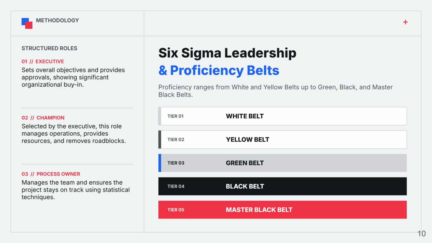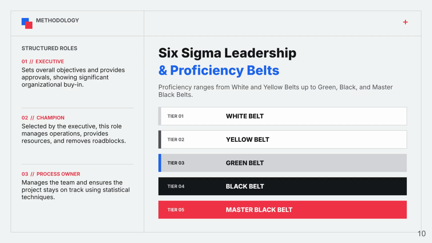with business priorities. The process owner manages the day-to-day execution of the project. This role oversees the team, monitors progress, applies statistical tools when necessary, and ensures that improvements are successfully implemented and sustained. To build expertise, Six Sigma also uses a belt-based certification system, similar to martial arts. A white belt has basic awareness of Six Sigma concepts, while a yellow belt participates in improvement projects. A green belt leads smaller projects and applies analytical techniques. A black belt manages complex projects and mentors green belts, using advanced statistical methods. At the highest level, the master black belt provides strategic guidance, develops organizational standards, and trains future Six Sigma professionals.